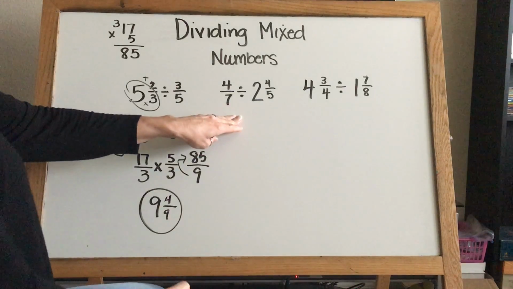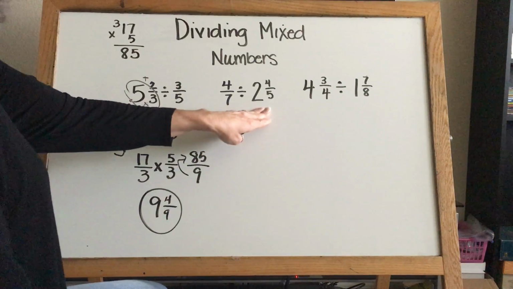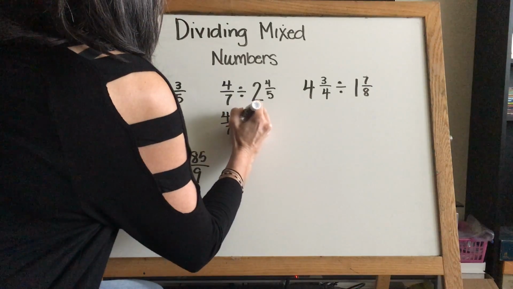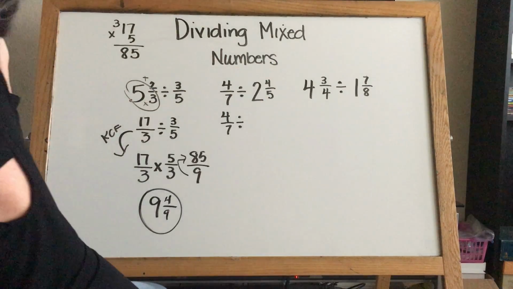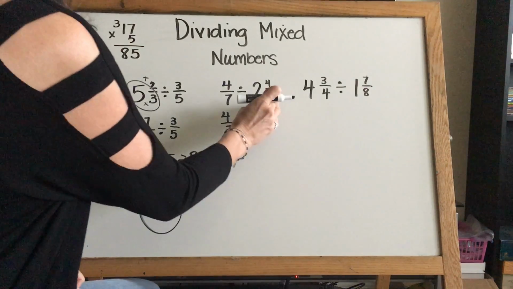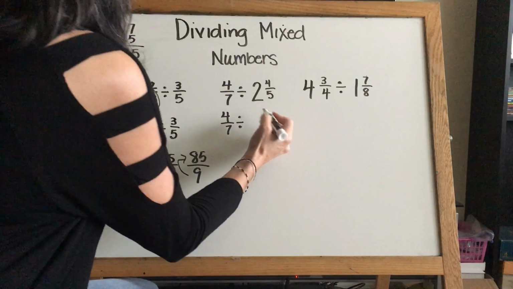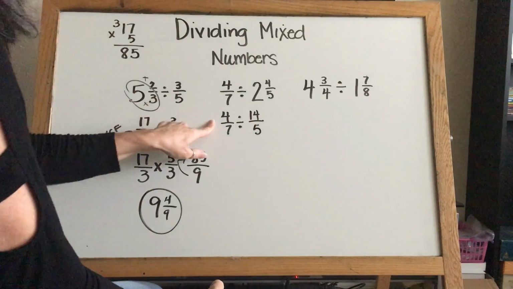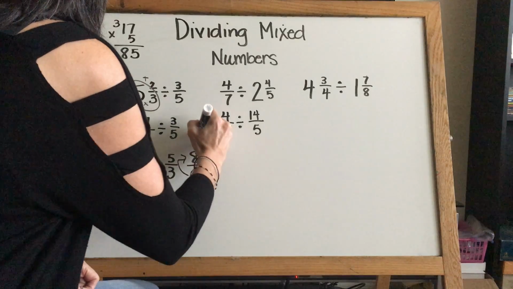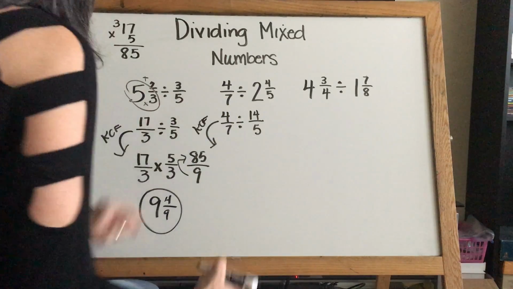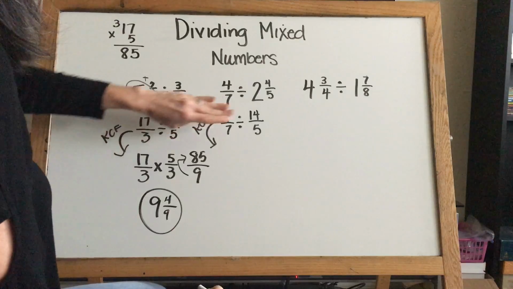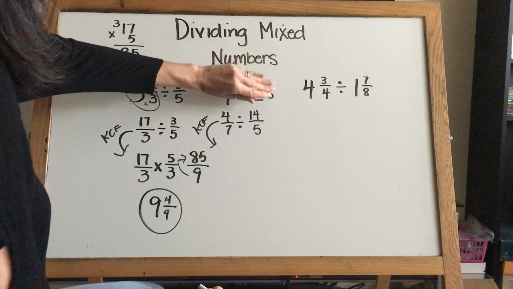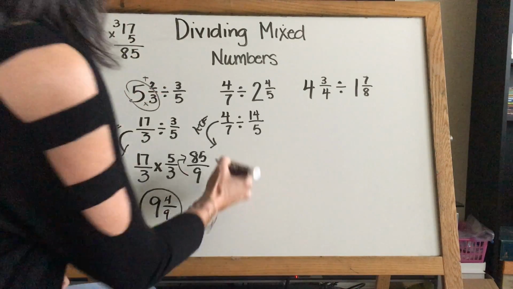Okay, so now we're looking at a fraction divided by a mixed number. So our fraction can stay the same. Remember, we have to turn both of these into fractions before we can KCF. So we've got 5 times 2 is 10 plus 4 is 14 over 5. And now we're ready to KCF. Okay, you have to be really careful when you're dividing mixed numbers because you can't forget this first step. You have to turn both of these into fractions first before you do your keep, change, flip, okay?